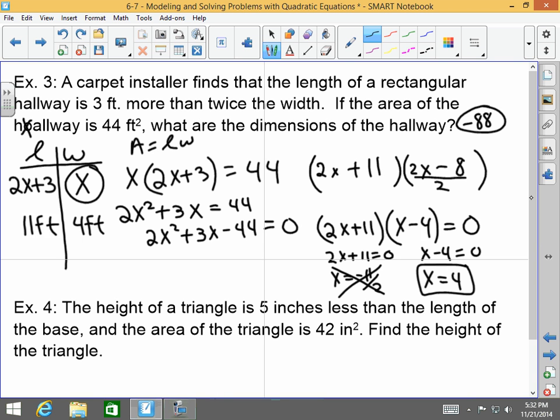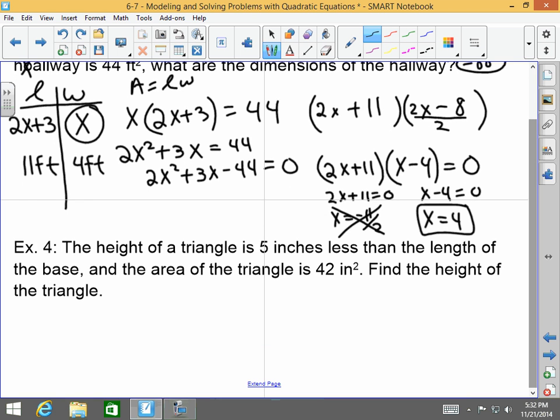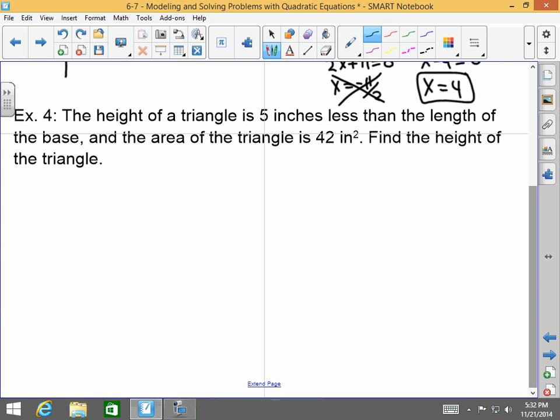Nice and easy. Okay, the height of a triangle is 5 inches less than the length of the base, and the area of the triangle is 42 inches. Find the height of the triangle. First of all, please remember that the area of a triangle is base times height divided by 2. So now let's set up a table. I have my base and I have my height.